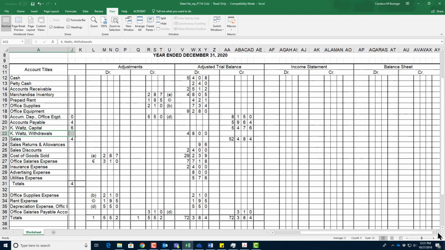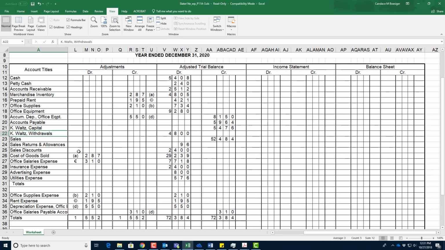Everything from withdrawals up goes on the balance sheet. Everything from sales down, anything below withdrawals, goes down, except this payable account, this very bottom one. You have to make sure. And in fact, I like to go down, and if I have any payables down here, I like to take it across at the very beginning so that I don't forget about it.